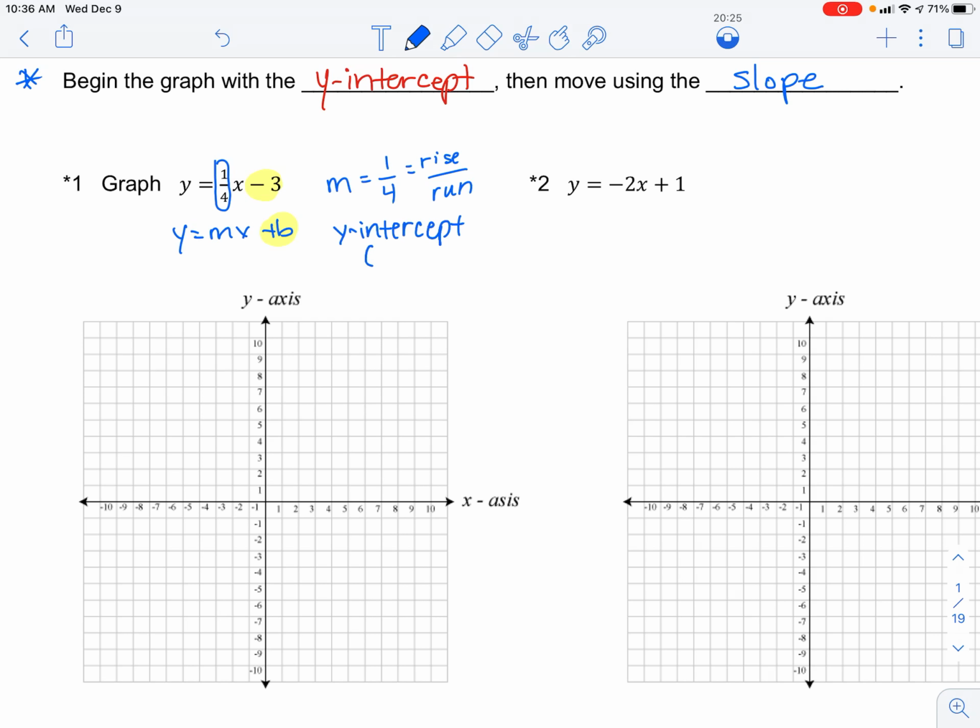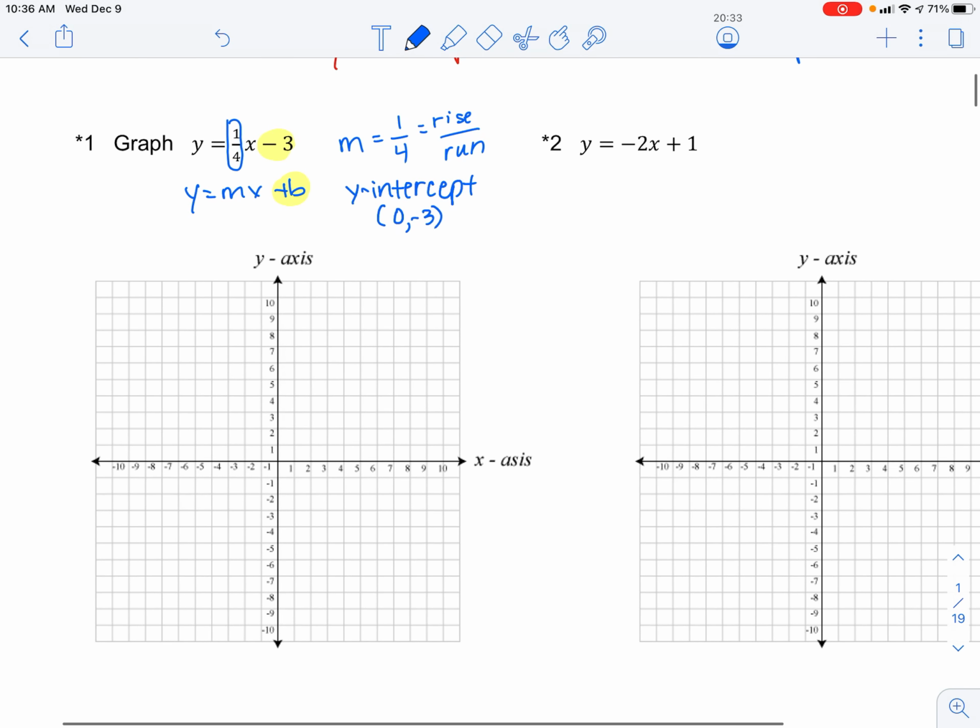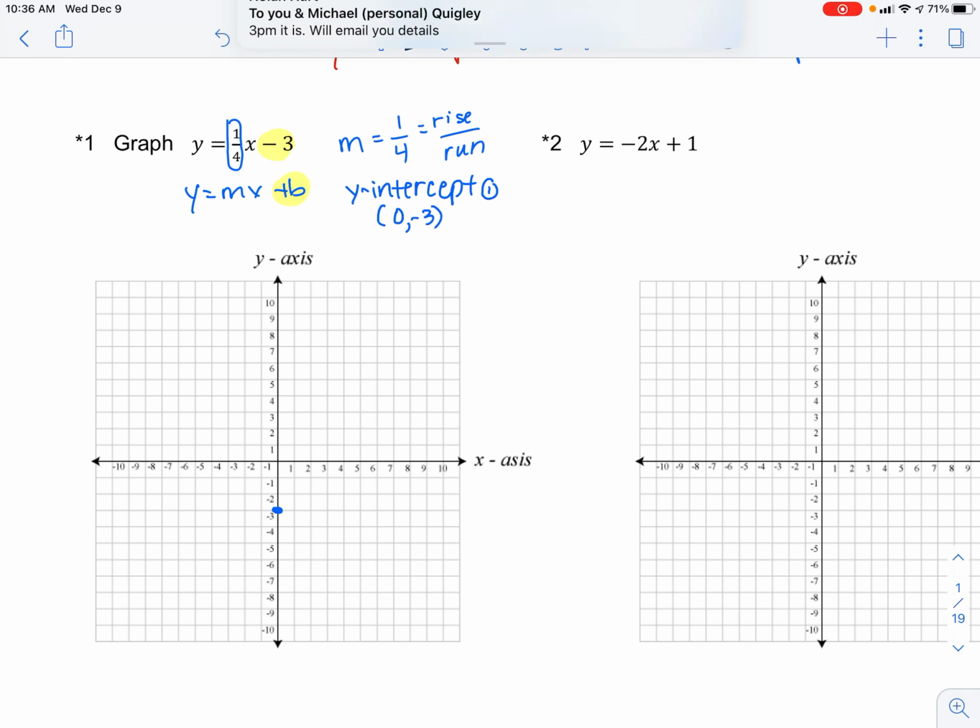So what is the y-intercept? The y-intercept, remember, is always an x value of 0, and b is always the y value in that set of ordered pair. So let's go ahead and start by graphing this first. So 0, -3 will be right here. Remember, a y-intercept is always on the y-axis. An x-intercept will be on the x-axis, but right now we're only concerned with the y-intercept.